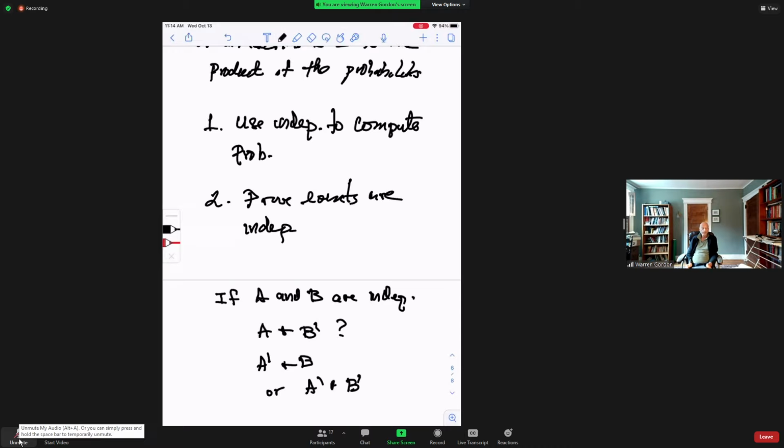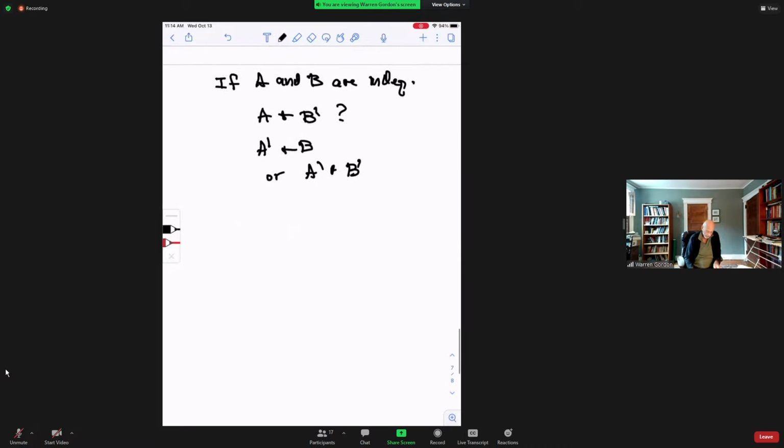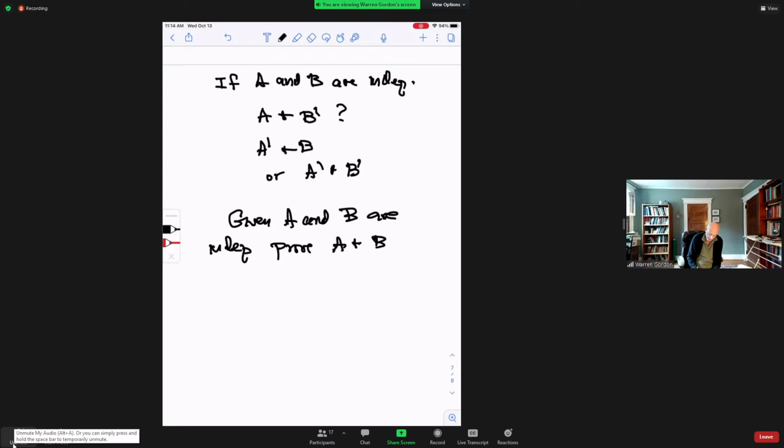Yes. Problem is, how would you prove it? Example, suppose I want to prove, here, I'll do one, I'll let you do the others. Given A and B are independent, prove A and B prime. I'll do this one as an example.